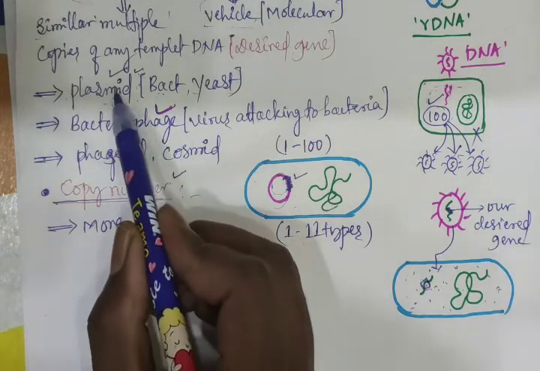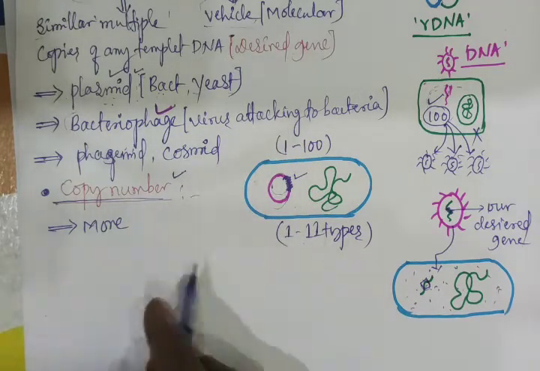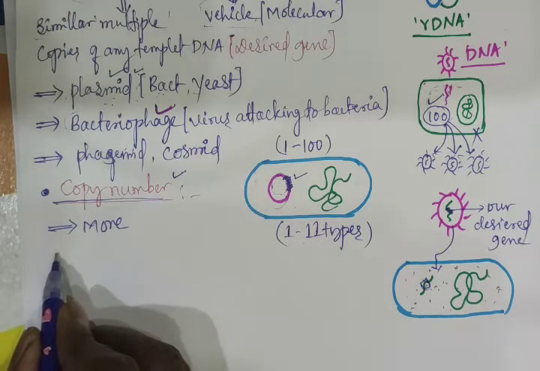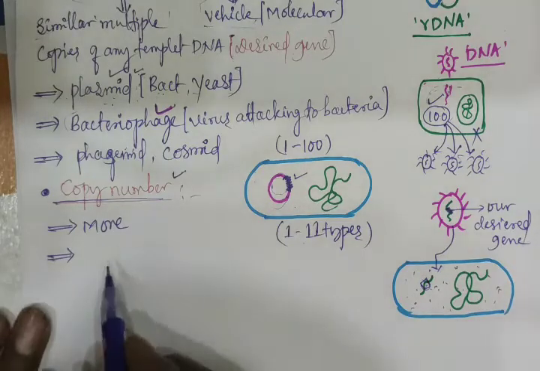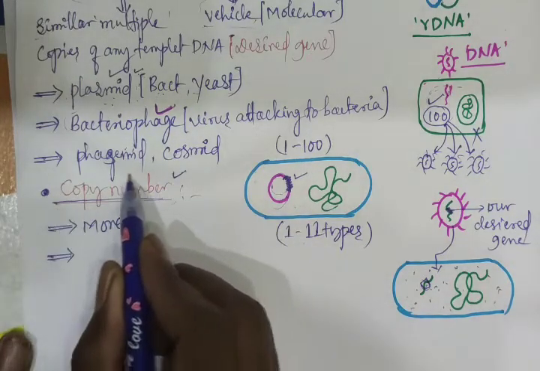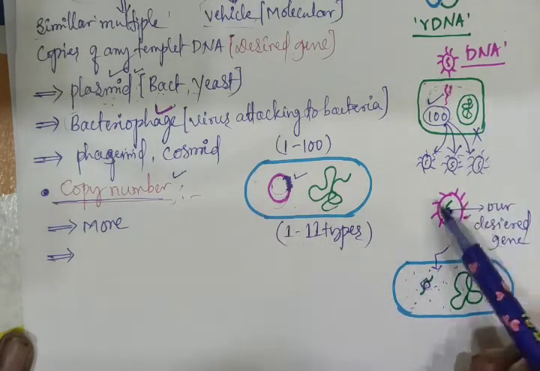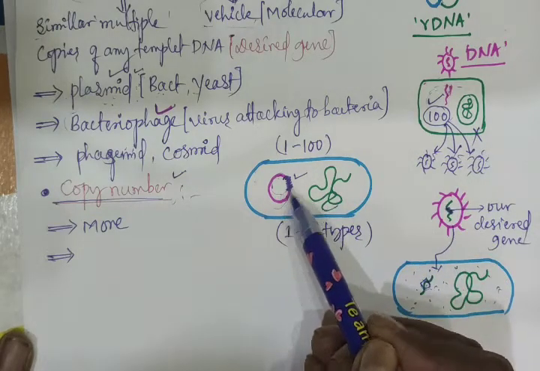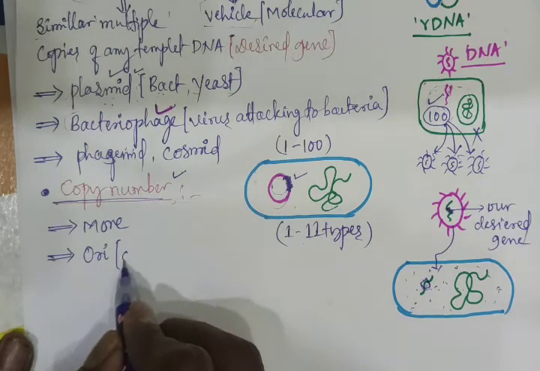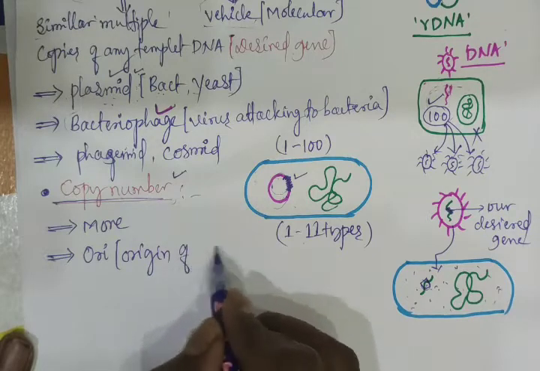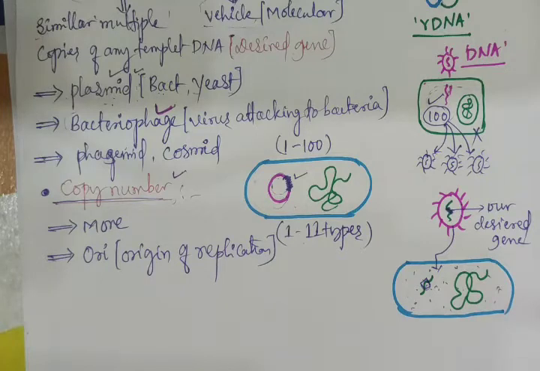So here, compared to plasmid, the bacteriophage copy number is more. Are you getting the point? Copy number. And next one. Here one more point we need to observe. The copy number of any cloning vector, whether it is a plasmid or the virus, that means bacteriophage or the plasmid, depends on its ORI. ORI means origin of replication. It depends on the origin of replication.